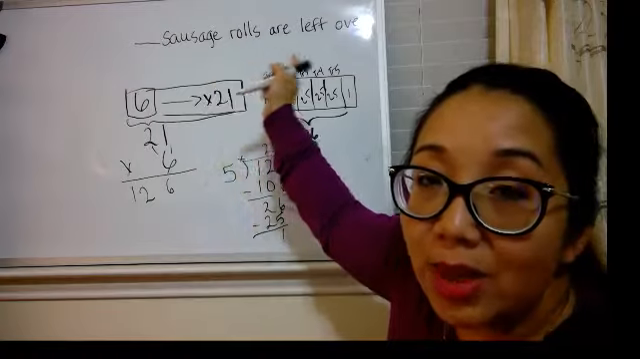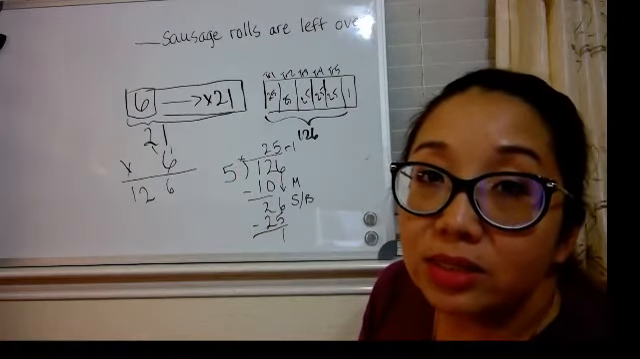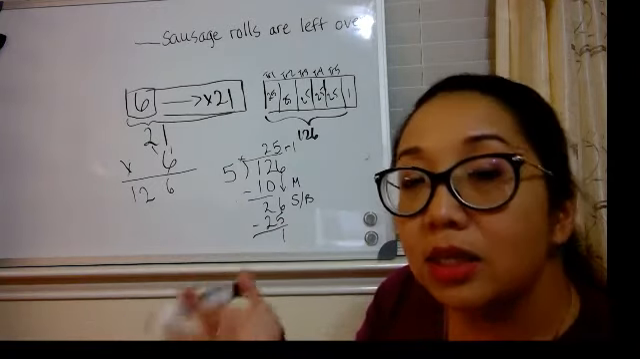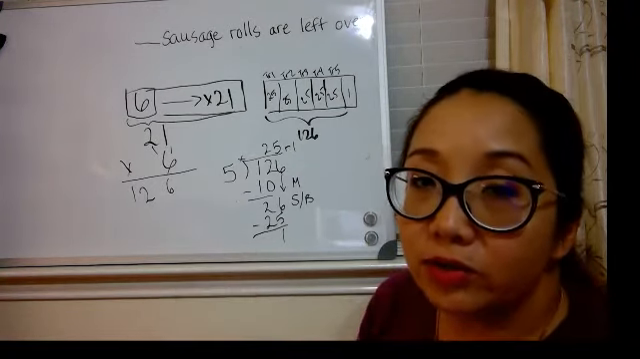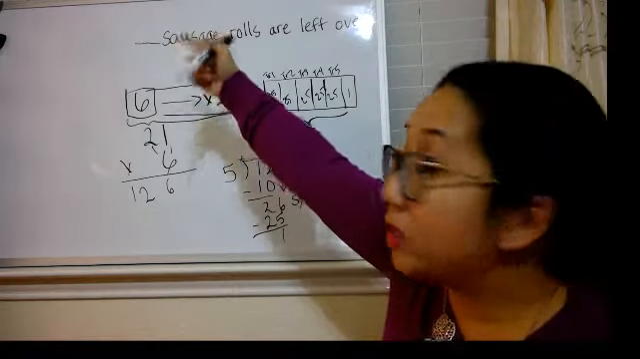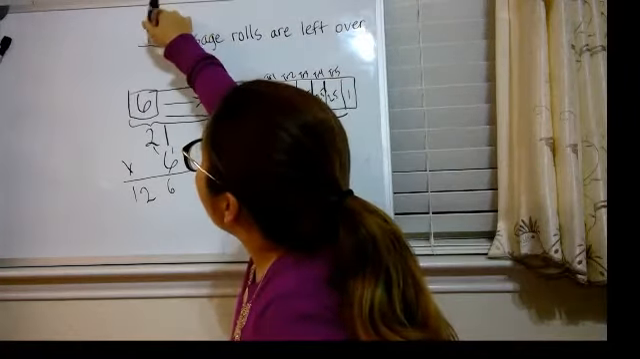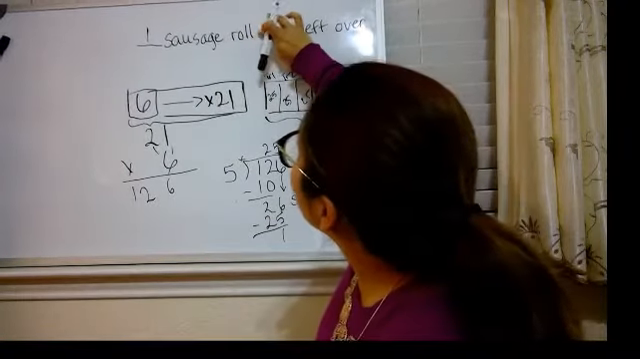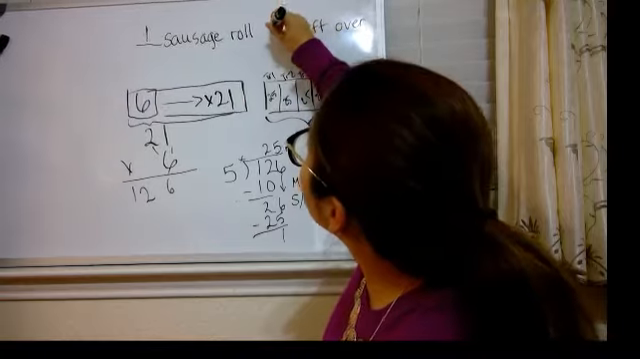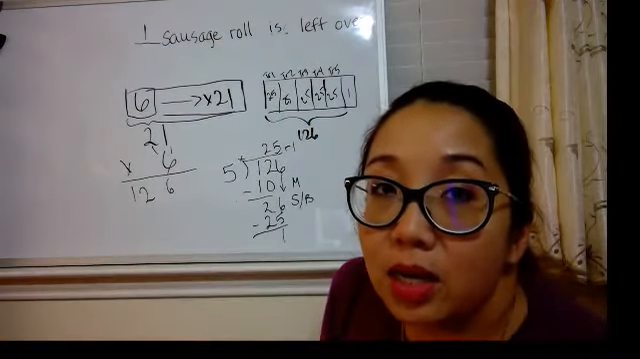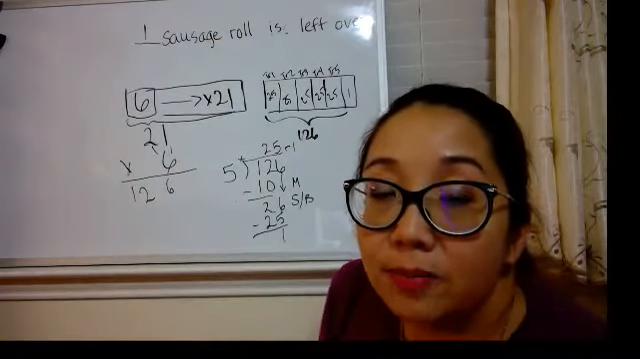And then we check back the sentence frame. Blank sausage rolls are left over. It's not asking how many went into the trays. It's asking how many are left over. This is my leftover. So is that. And so that number goes in the blank. 1. 1 sausage roll is left over. Okay? I'm not too worried about grammar. So just make sure it makes sense.